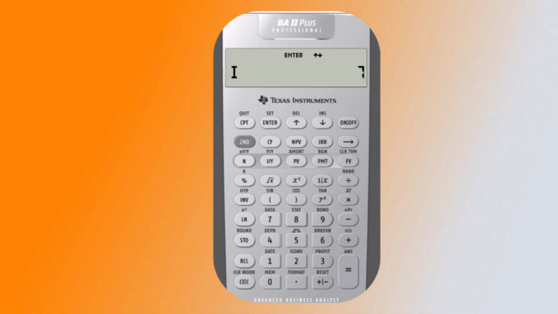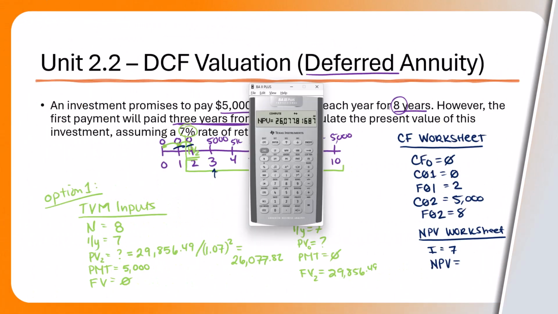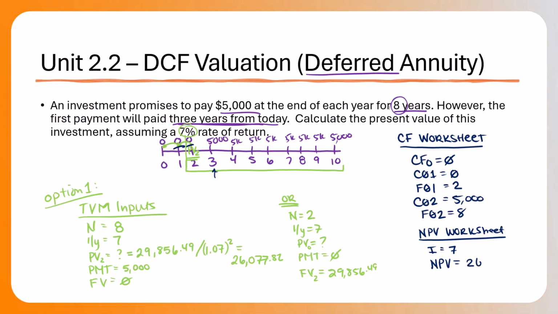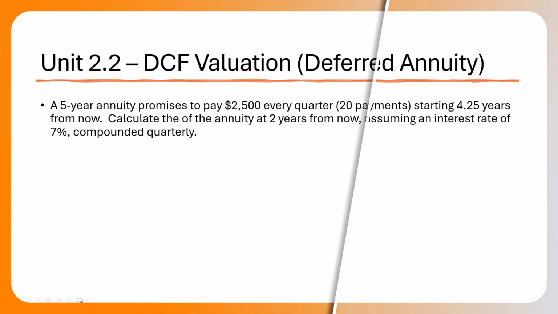Hit 7 and enter. Arrow down. Compute. There we have it, folks. That is the exact same answer that we just found using our time value of money input parameters. I think it was just as easy, maybe even easier than using the TVM inputs, but it definitely works well here with this deferred annuity.